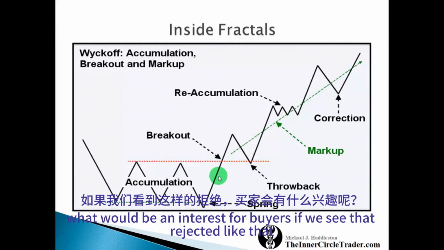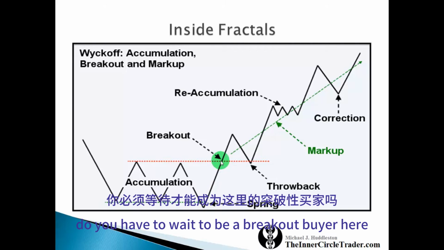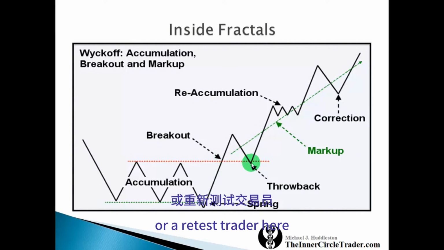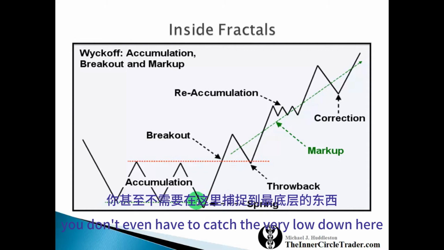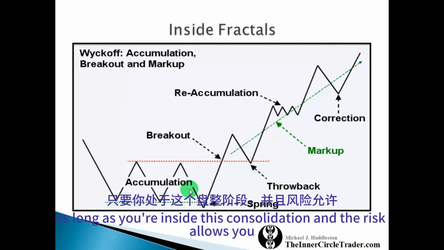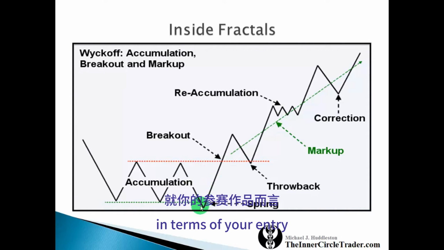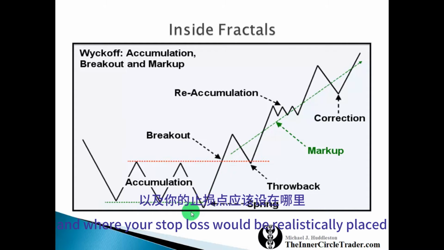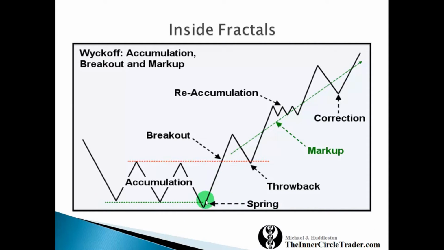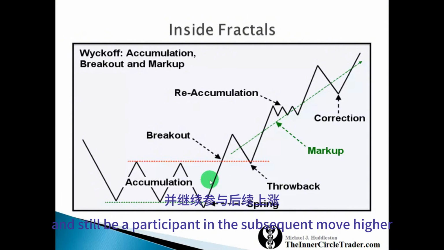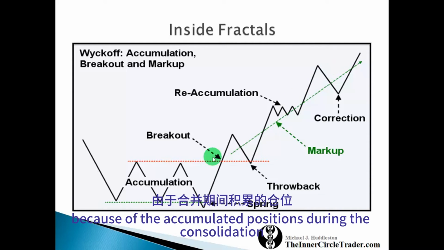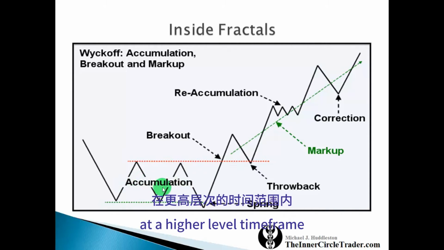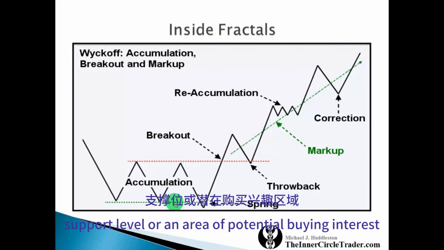If we see that rejected like that, do you have to wait to be a breakout buyer here or a retest trader here? No. You don't even have to catch the very low down here. As long as you're inside this consolidation and the risk allows you in terms of your entry and where your stop loss would be realistically placed, you could be a buyer anywhere in this area and still be a participant in the subsequent move higher, which you would anticipate because of the accumulated positions during the consolidation at a higher time frame support level or an area of potential buying interest.